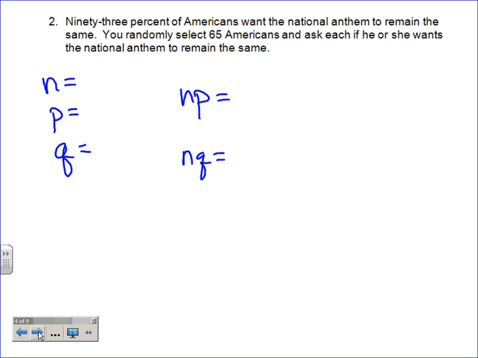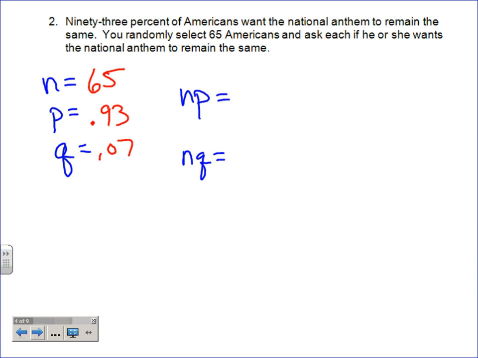What's N? Yep, 65 trials, right? Remember, we're really talking binomial here, and we're trying to find out, can I use the normal curve to approximate it? And what's P? 0.93, which then leaves 0.07, right?